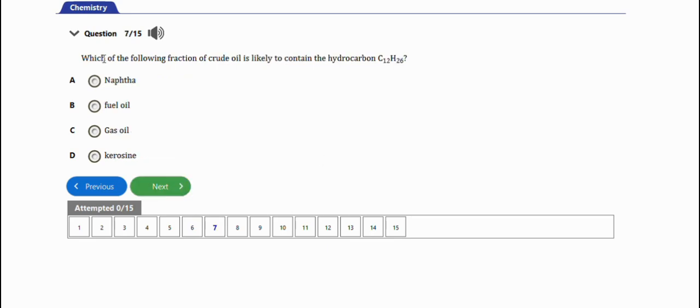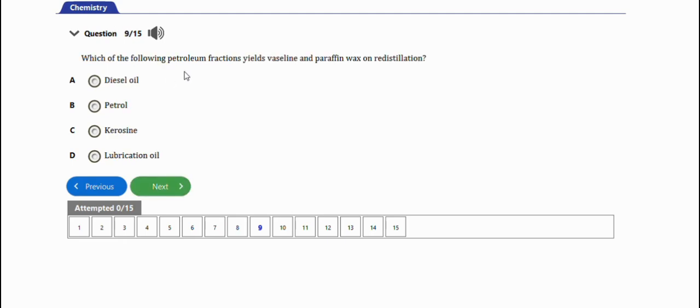It says, which of the following fractions of crude oil is likely to contain the hydrocarbon C12H26? So the fraction of crude oil that is likely to contain this hydrocarbon is kerosene, option D. Alright, very important. The next question says the primary component of natural gas is, so this is very simple, methane. The answer is option A.